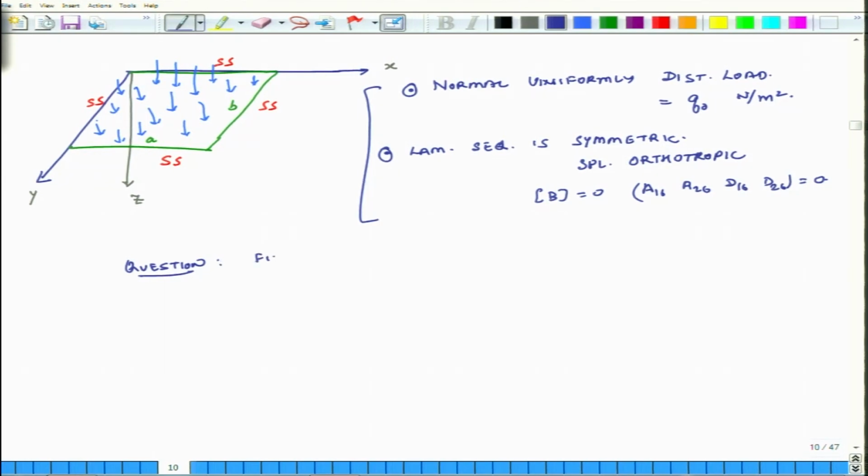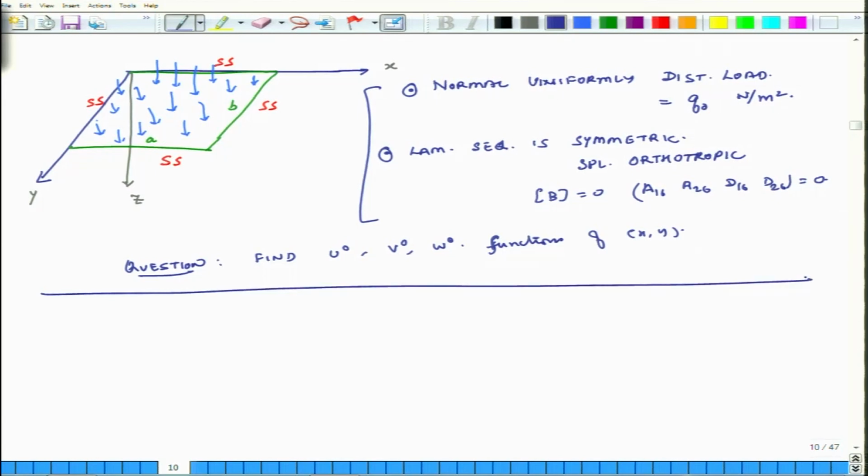The question is, find U naught, V naught, W naught as functions of x and y. We have to calculate that. So, this is the problem definition.